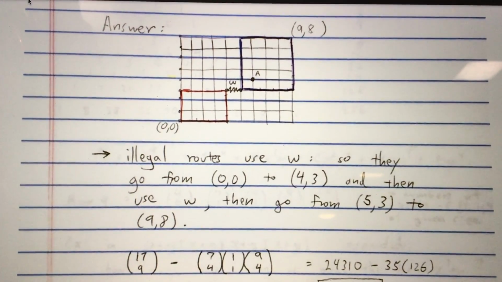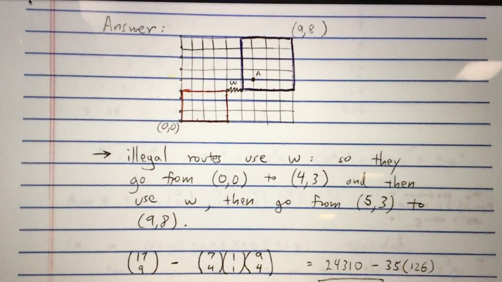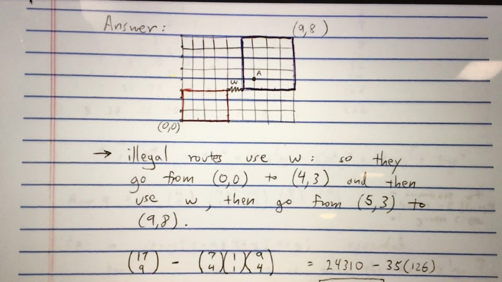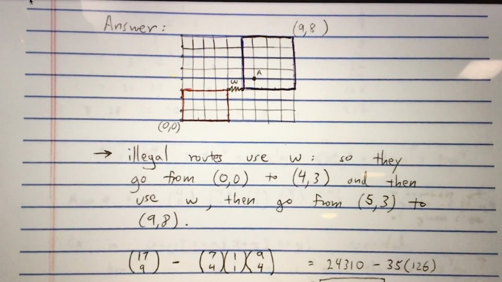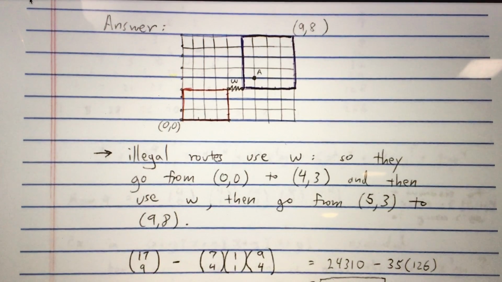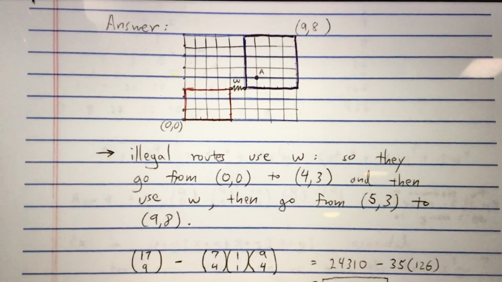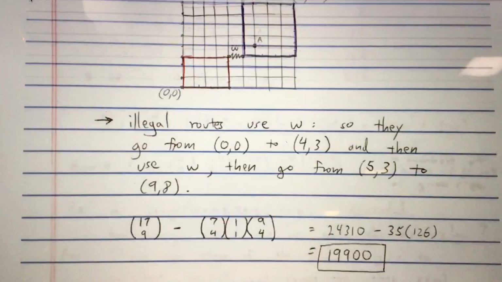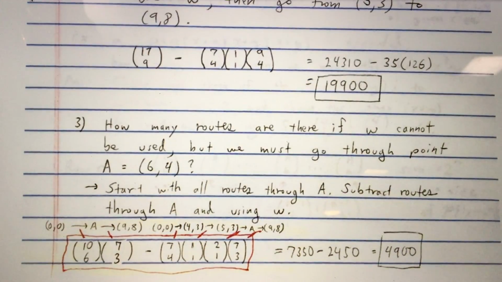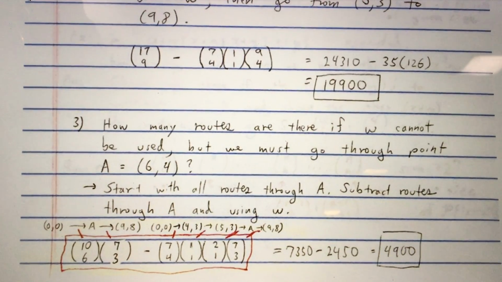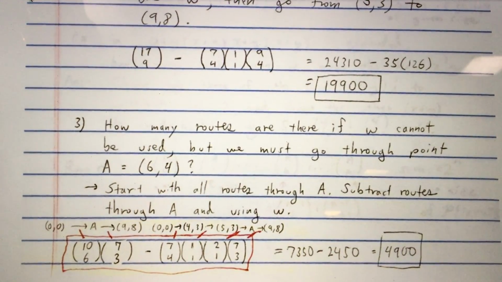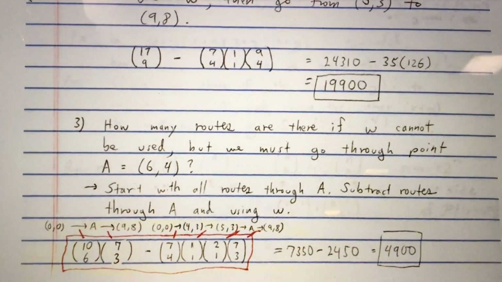One more example. Same picture, and there's W, the route that is broken. We can't take that connection. And then there's a point A close to it. So the question that I wanted to ask was, how many routes are there if W cannot be used still, but you must go through point A?